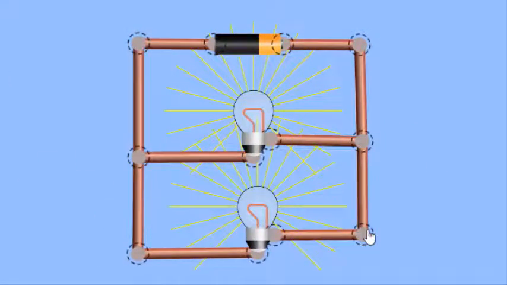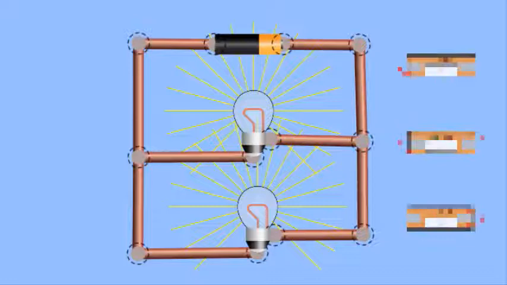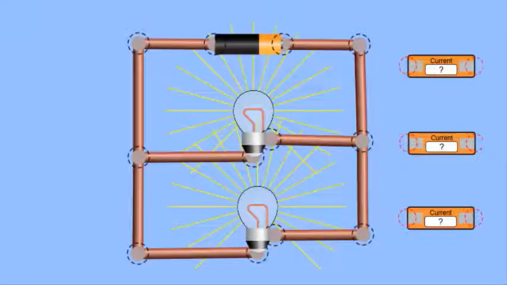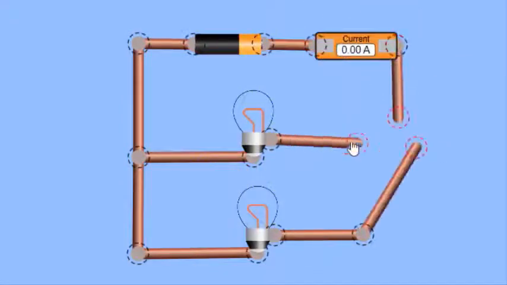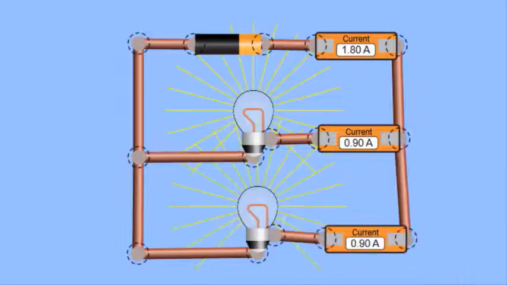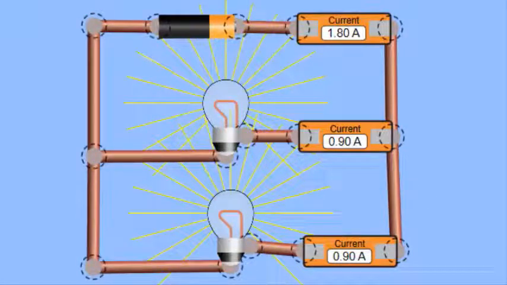This is an electric circuit where the lamps are connected in parallel. To find the intensity of the main current that's sent from the dry cell and the intensity of the current of the lamps, we should use 3 ammeters, each connected in series with the corresponding electrical component. The intensity of the main current that's sent from the dry cell is 1.8 ampere. That of the first lamp is 0.9 ampere. The intensity of the second lamp is also 0.9 ampere.